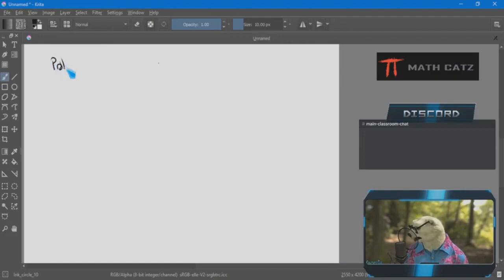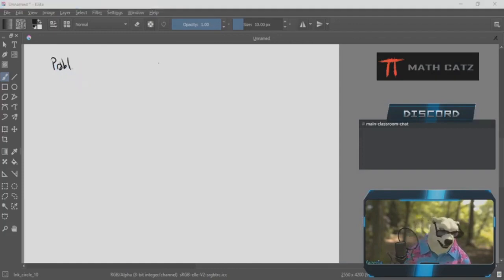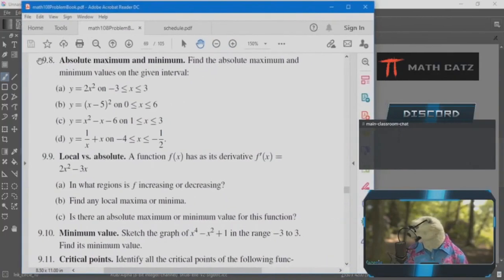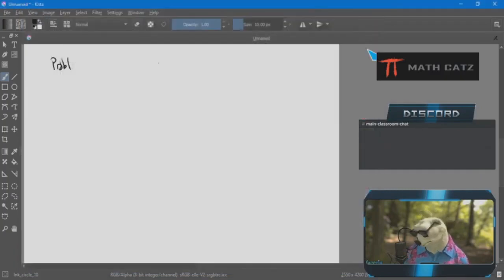And let's look at a problem. It's actually still in topic 9. I'm going to look at 9.8, not the whole thing. So, sorry, global, I should say that.